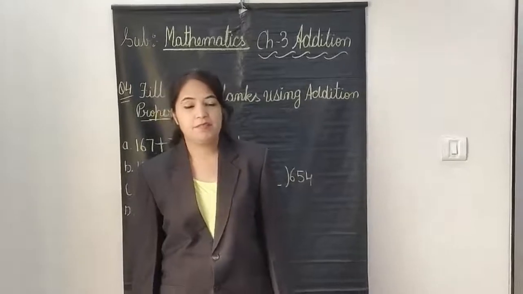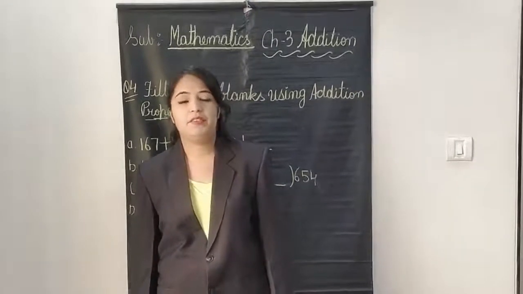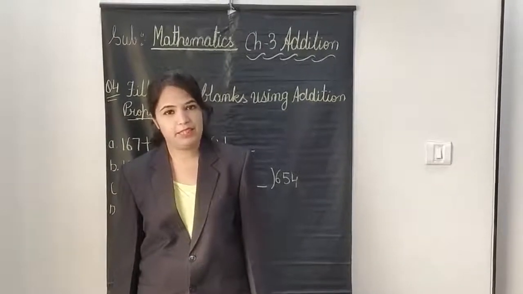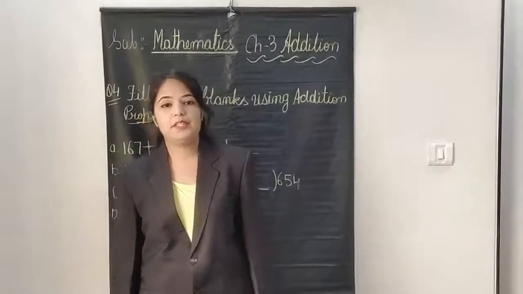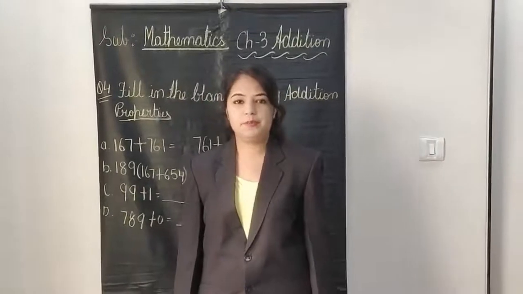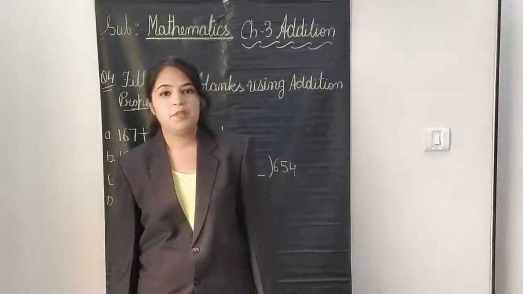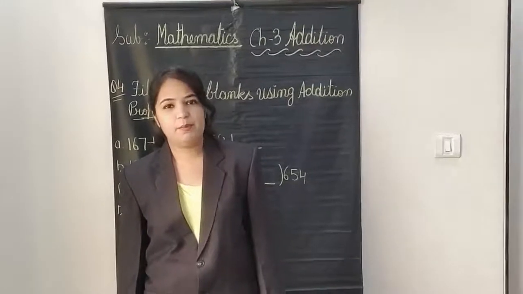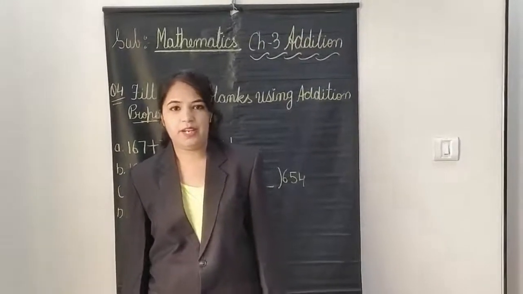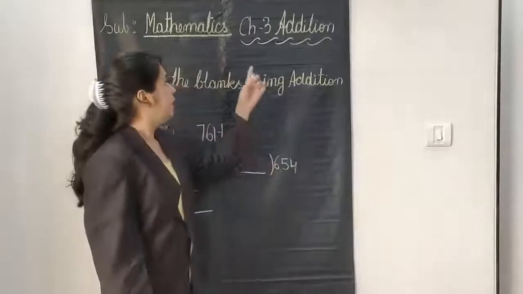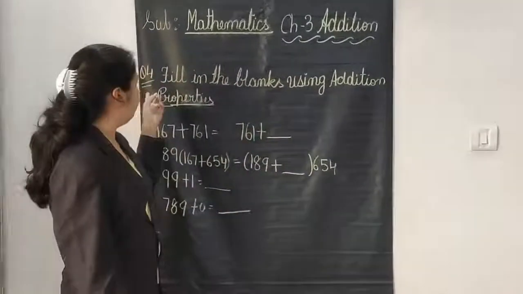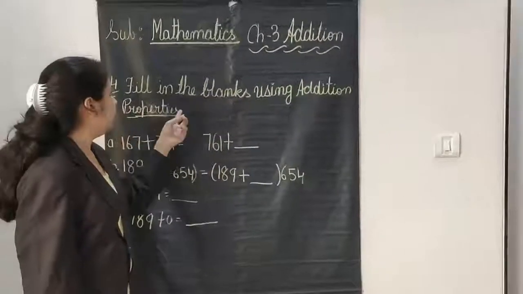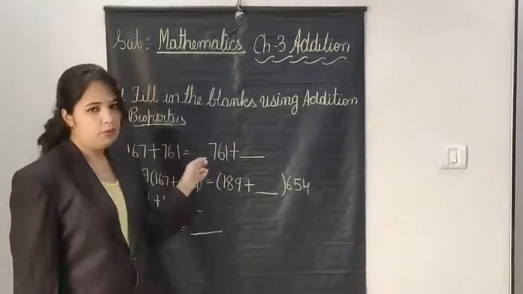In the last class we went through the properties of addition, maths chapter number 3. The properties we understood and the concepts we cleared in your mind. Further, we are going to solve the exercise based on the same properties of addition. In chapter number 3, question number 4, which is based on the properties of addition: filling the blanks using the addition property.